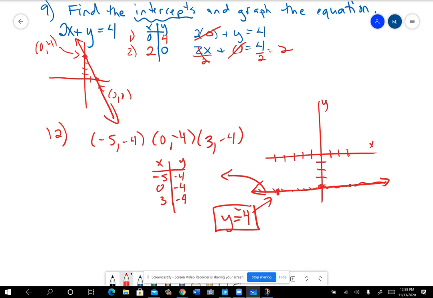Okay, now we're going to get into slope now. Okay, so I think I'm going to stop this and then post it, and then I'll do some on slope.